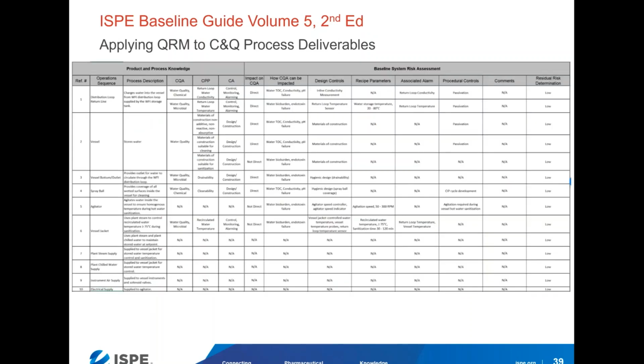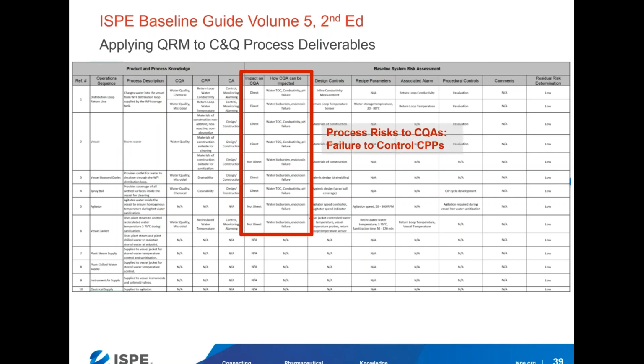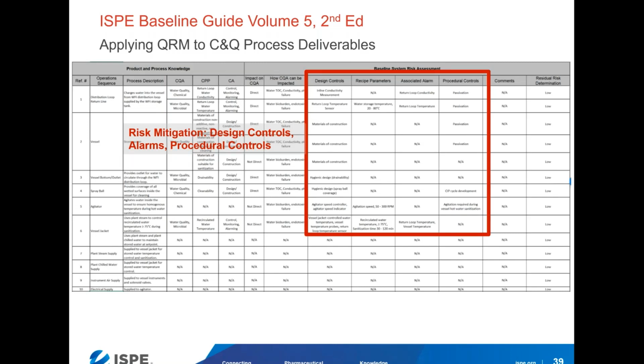So that risk assessment then looks a little bit like this. And as you can see, the CQAs and CPPs are inputs to the risk assessment. Then we identify the process risks to CQAs. Again, those are the failure to control our CPPs. And then from there, we identify the design controls, recipe parameters, alarms, procedural controls, etc., that mitigate the risks that we've identified. And again, all of those risk mitigations are our critical aspects.